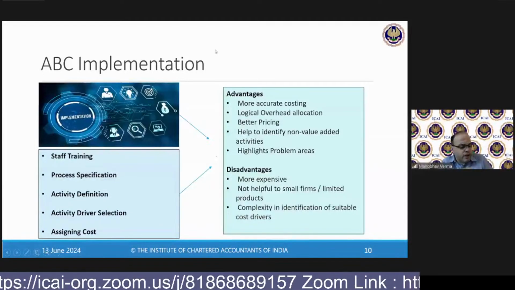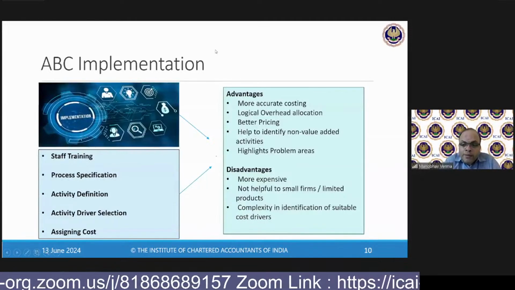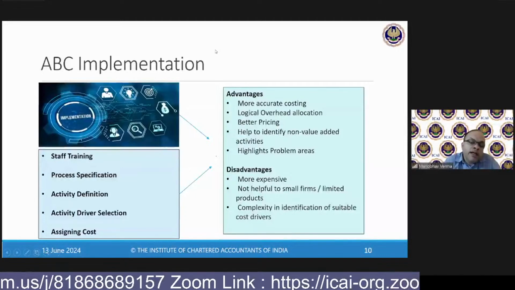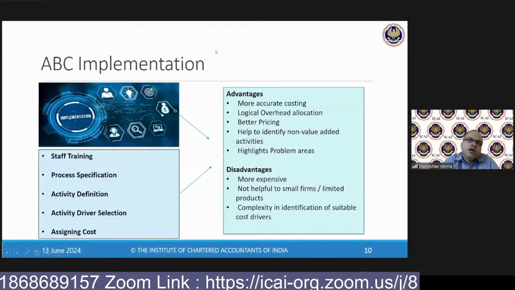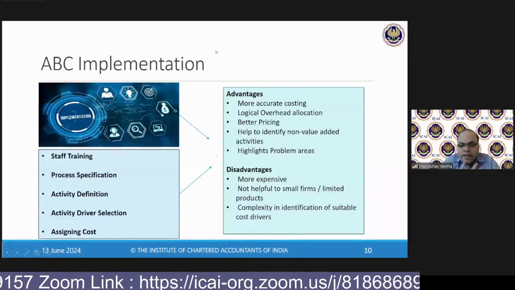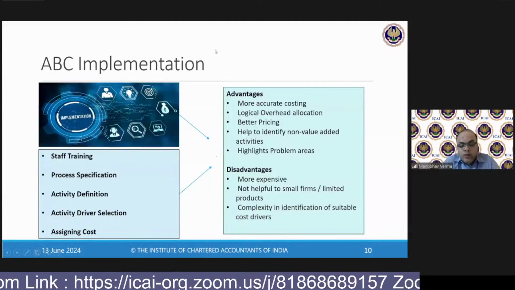Everything comes at a cost here. We are looking at disadvantages. Of course, it can be time consuming, it can be more expensive. Question is, are we looking at ABC implementation at every organization? May not be. As we saw, it may not be relevant for an organization which is into a single product or any small firm, because of course it requires a lot of effort.